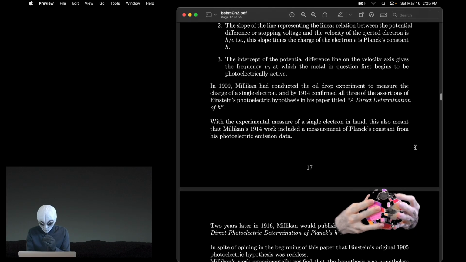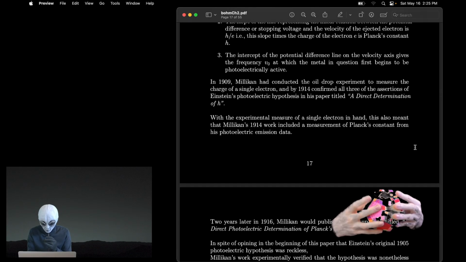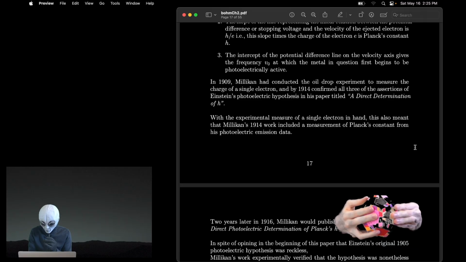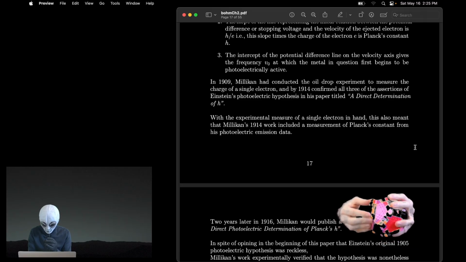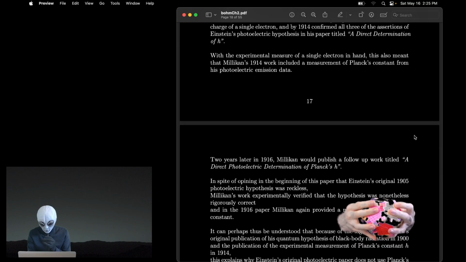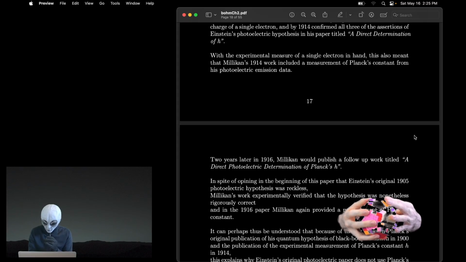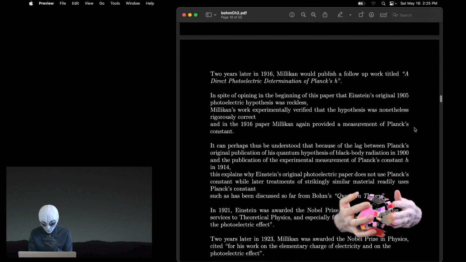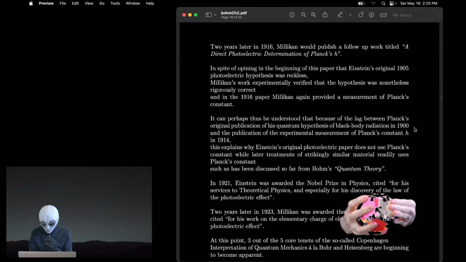In 1909, Millikan had conducted the oil drop experiment to measure the charge of a single electron, and by 1914 confirmed all three of the assertions of Einstein's photoelectric hypothesis in his paper titled A Direct Determination of lowercase h. With the experimental measure of a single electron in hand, this also meant that Millikan's 1914 work included a measurement of Planck's constant from his photoelectric emission data. 2 years later, in 1916, Millikan would publish a follow-up work titled A Direct Photoelectric Determination of Planck's lowercase h.